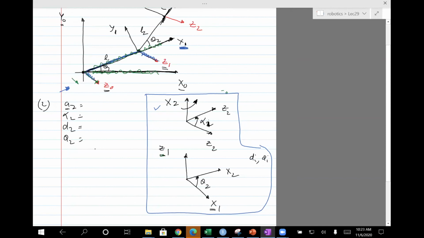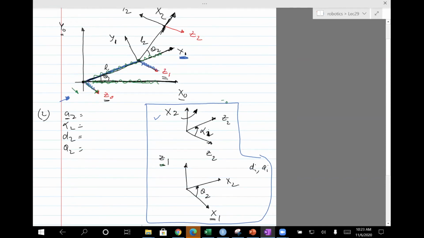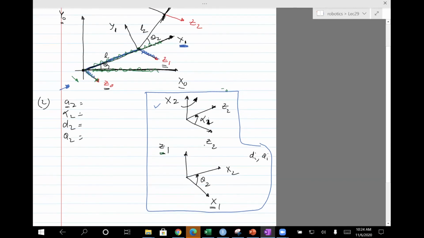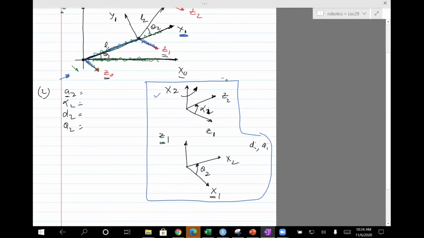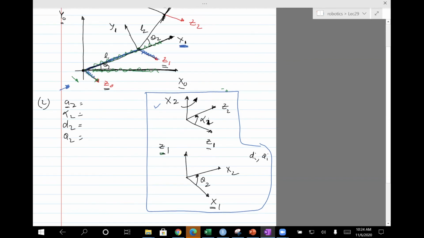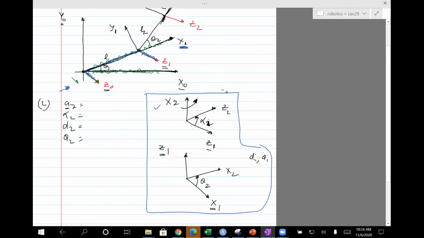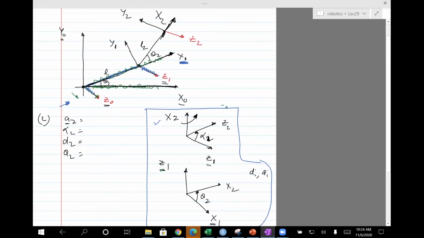So first, let's do A2. A2 is the distance from, I think I made a mistake here, Z1. Hold on, let me check. So it's Zi minus 1 to Zi. This looks right to me. And then x2. Okay, this looks right. So A2 is the distance from Z2 to Z1 along x2. So x2 is this axis. So it has to be L2.